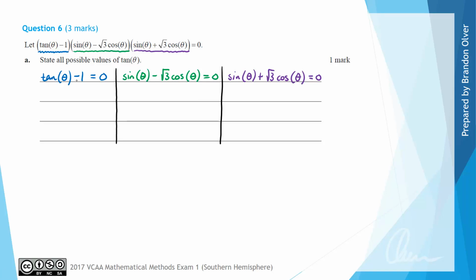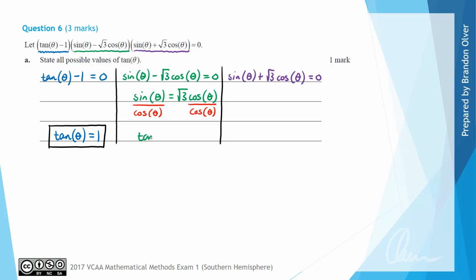Now we need to work from these starting points to find all possible values of tan of theta. In the blue, tan theta minus 1 equals 0 gives the easiest solution: tan of theta could equal 1. Next, sine of theta could equal root 3 cos of theta, as we just added root 3 cos of theta to both sides. Dividing both sides by cos of theta, sine over cos is equal to tan, so tan of theta could equal root 3. That is another possible value for tan of theta.